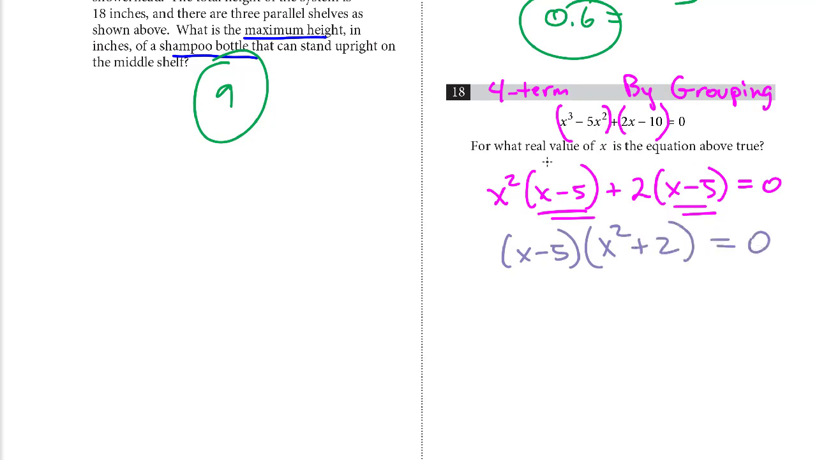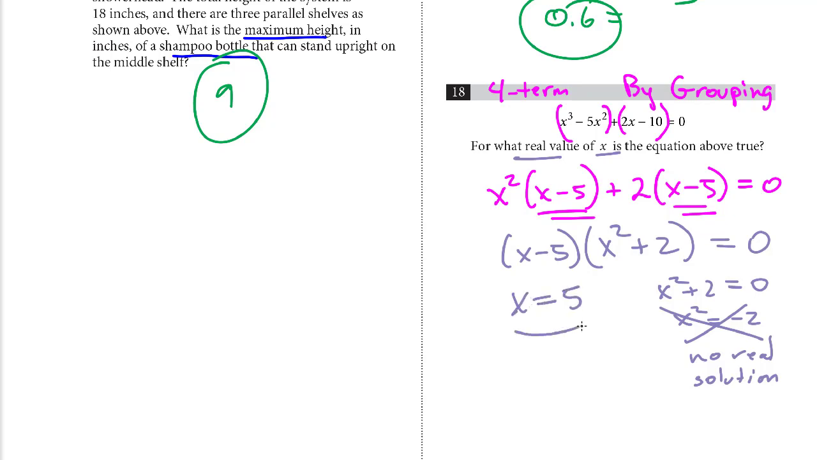What do we need? We want to know what real value of x makes the equation true. Well, unfortunately, the x squared plus 2 equals 0 is going to yield x squared equals minus 2, which is not real. No real solution. But x minus 5 yields a root of x equals 5. That is a real root. The answer for 18 is 5.